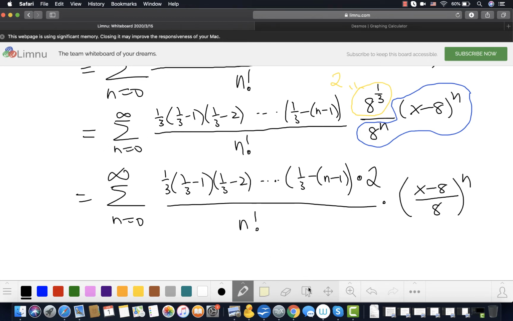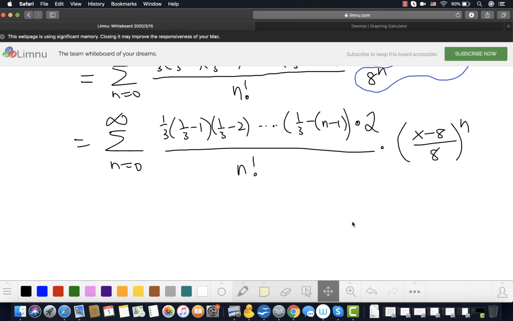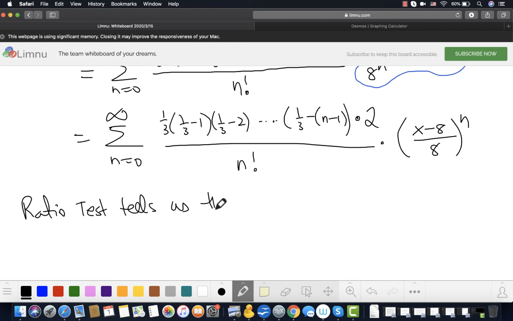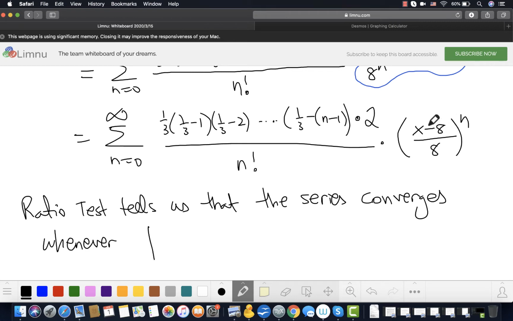Okay. So now I leave it for you to use the ratio test on this Taylor series to figure out for which values of x this series converges. So the ratio test tells us that the Taylor series above converges whenever this thing here, the absolute value of (x minus 8) divided by 8, is less than 1. So this part here being less than 1 just comes from the ratio test, basically.